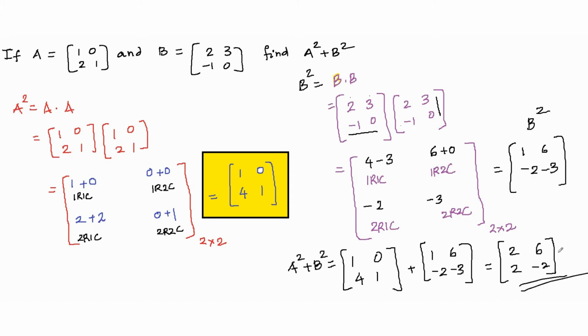So this is the answer of A square plus B square, right? So A square meant you multiply A with itself, B square meant you multiply B with itself, and then you just add the two matrices, right? So again, pausing for a few seconds.